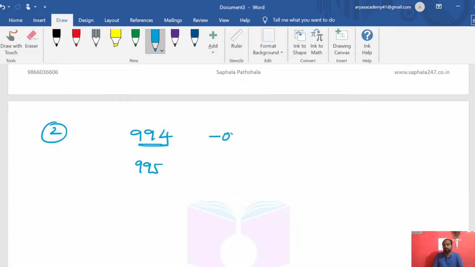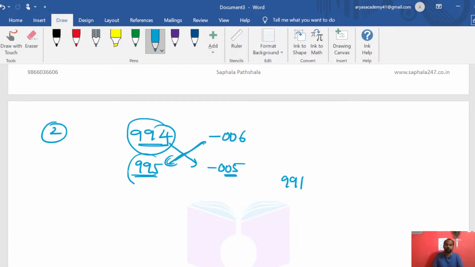By how much? 6. I am writing it as a 3-digit number just to ensure that we are writing the numbers in thousands. So the base is 1000, that's why I am writing it as a 3-digit number. 995. 1000 minus 995, it is less than 1000 by 5. Now you just look in the diagonally opposite direction. 994 minus 5, how much is it?